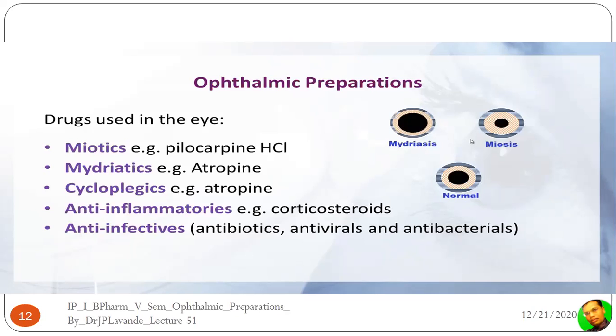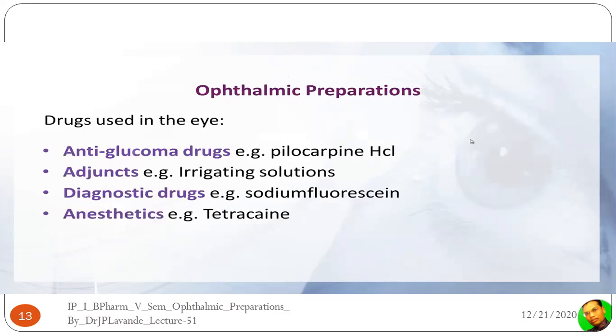and some anti-infectives like antibiotics, such as gentamicin, some antivirals and some antibacterial preparations. So these are very commonly used preparations. Along with this, we also use drugs to treat the glaucoma condition, that is the anti-glaucoma drugs like pilocarpine hydrochloride, and adjuncts, which are nothing but washing and irrigating solutions in order to clean and wash the eyes.